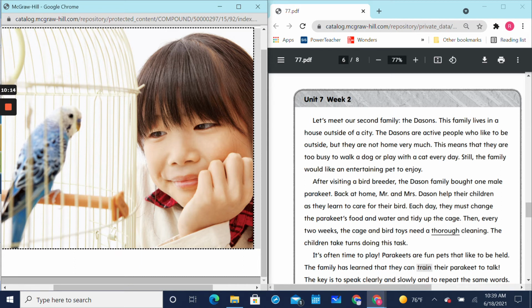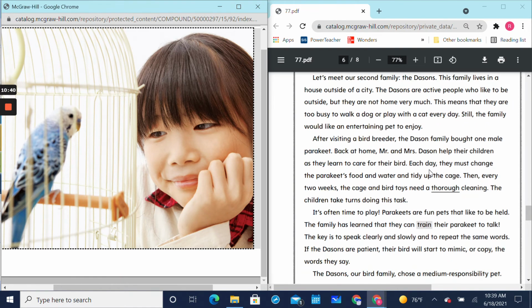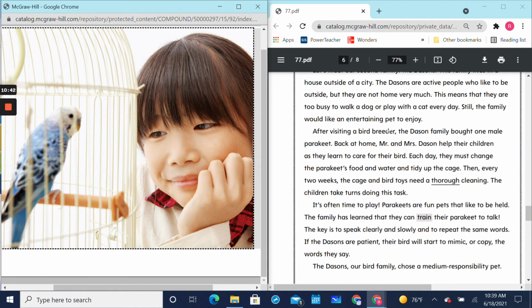Let's meet our second family, the Dasons. This family lives in a house outside of a city. The Dasons are active people who like to be outside, but they are not home very much. This means that they are too busy to walk a dog or play with a cat every day. Still, the family would like an entertaining pet to enjoy. After visiting a bird breeder, the Dason family brought one male parakeet.